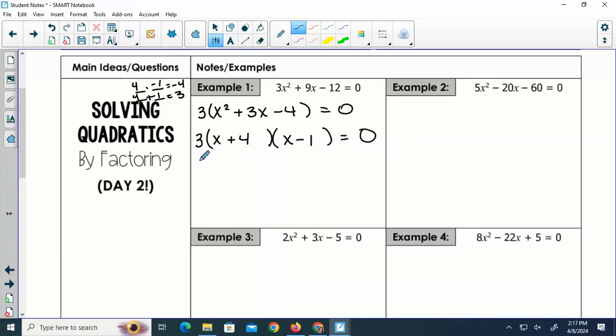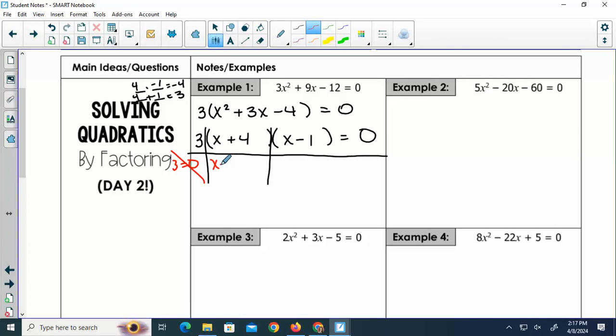At this point, we have to set everything equal to 0. So you can make equations, you can draw, and kind of separate it. It's like all these things are multiplied. So we have to set each of them equal to 0. Does 3 ever equal 0? No. So we just ignore that one.